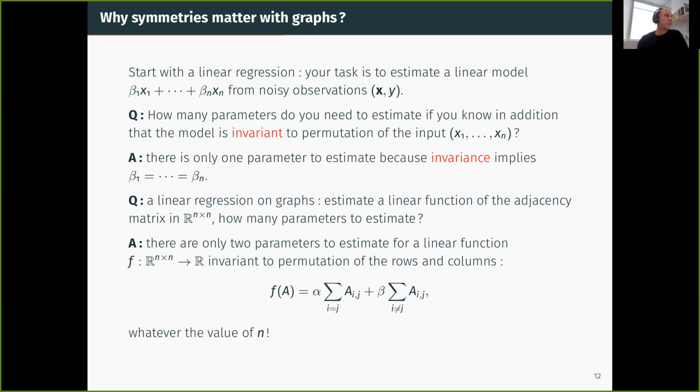So again, you see that this is true whatever the size of the graph. So whatever the number of nodes, you have only two parameters to estimate now instead of potentially n squared. So again, the complexity of your linear map is much smaller than the original linear map, but you are losing a lot in terms of expressiveness.